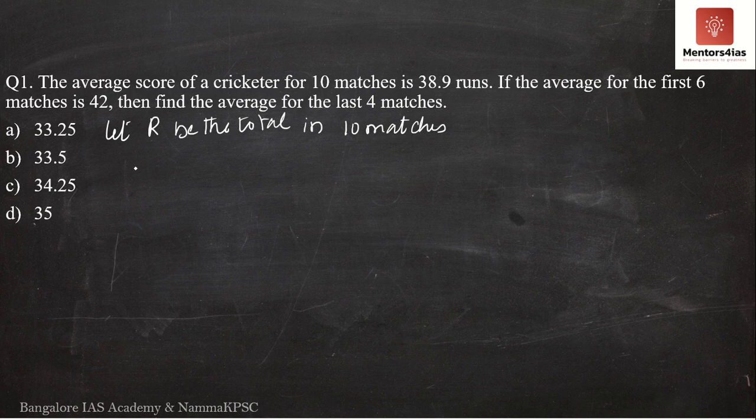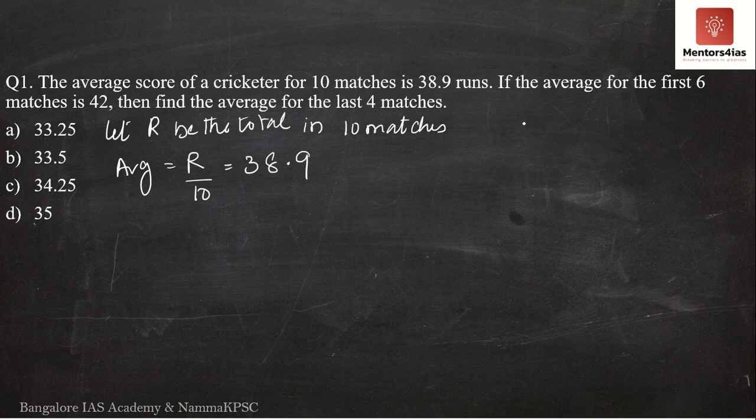If that is the case, then what is the average of the cricketer per match? This is nothing but R by 10, where the question already mentions that the average score of the cricketer for 10 matches is 38.9 runs. Therefore, R by 10 is equal to 38.9. Now, the question further says, if the average for the first 6 matches is 42, then find the average for the last 4 matches.